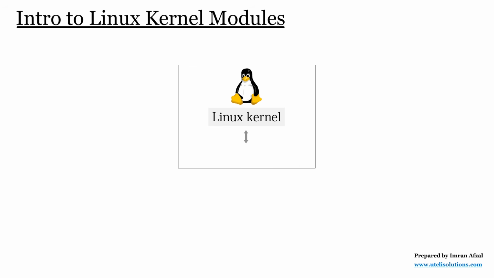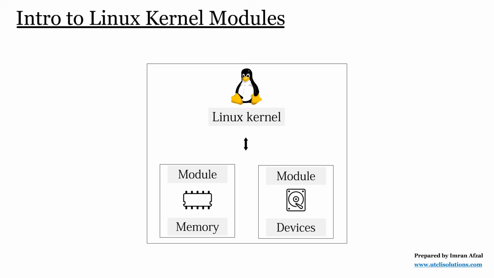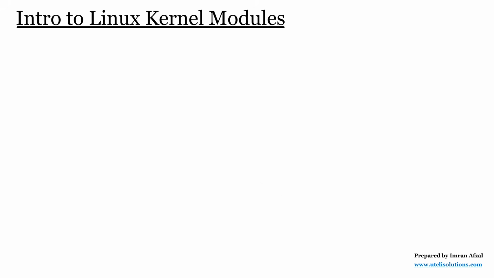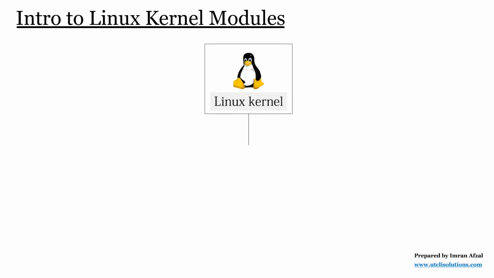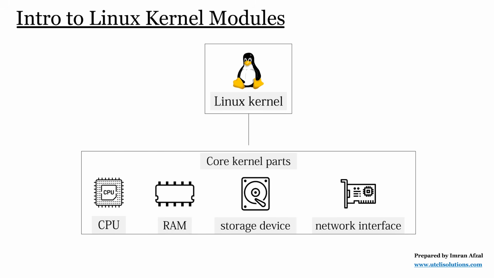Because kernel modules operate inside kernel space, they have direct access to system resources. This makes them very powerful but also very sensitive. A faulty module can affect the stability of the entire system. For this reason, Linux provides control tools to load, unload, and manage kernel modules safely instead of allowing random code insertion.